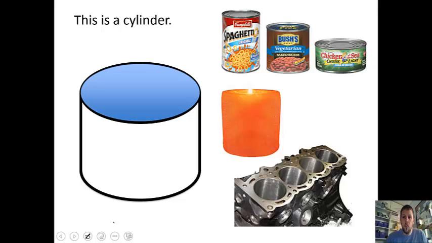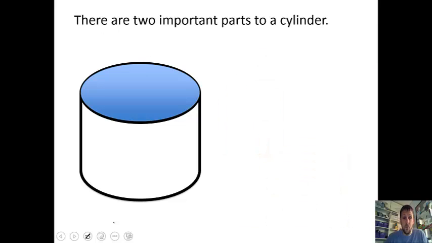A cylinder is found in many parts of the world. It comes in cans, all shapes and sizes. It comes in candles, and it even comes in cars. You've heard of 4-cylinder engines or 8-cylinder engines. So it's in many places in the real world.